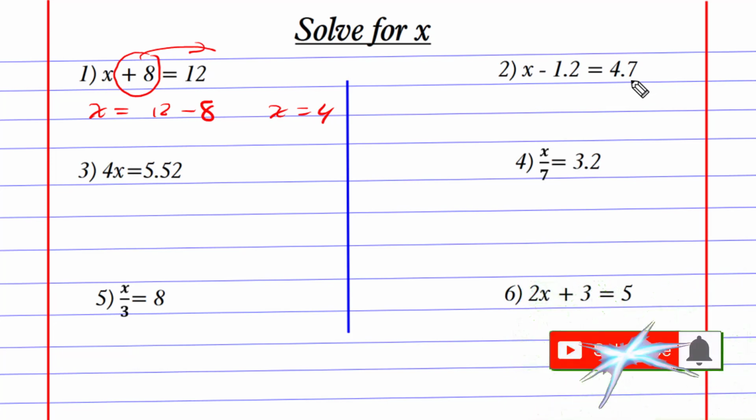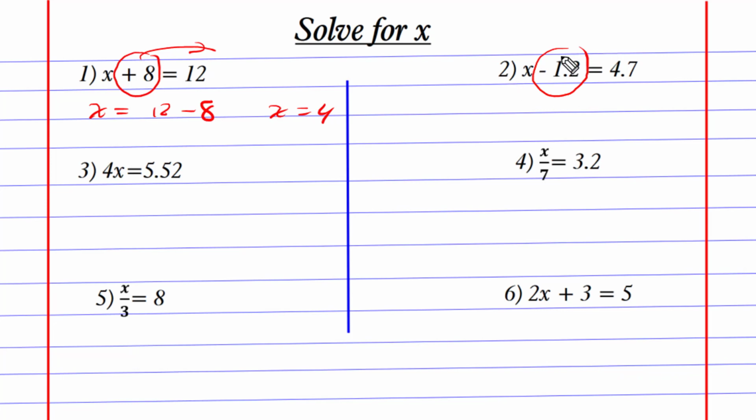Next, x minus 1.2 equals 4.7. This is a subtraction equation. How can we find the value of x? We will circle minus 1.2 and move it to the other side to be added. Now x equals 4.7 plus 1.2. Now x equals what? 7 plus 2 equals 9. Bring down the decimal point. 4 plus 1 equals 5.